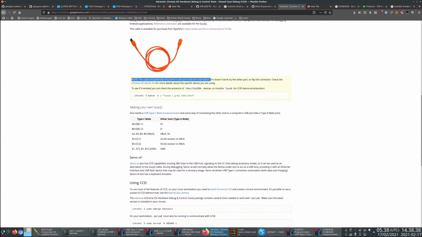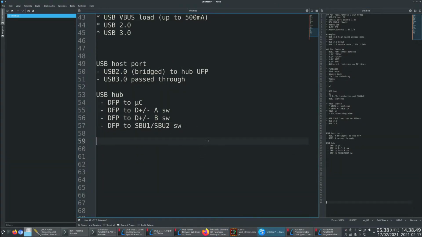Oh, no, it only works in one port, one orientation. Okay, yeah. So it's the same thing for them, that it only works one way, but that's fine. We can deal with that. Now, as I said, to do this, you're going to need a special cable, but that's okay. Most of the features of this board will work without a special cable.